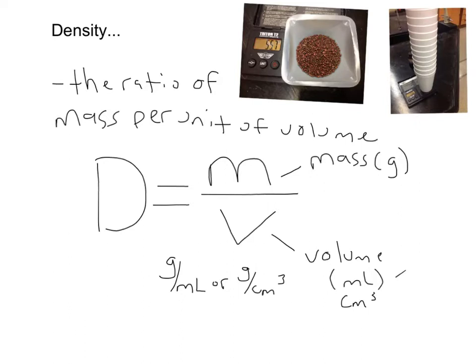Exactly. So, for example, let's say copper had a volume unit of 1, and the cups had a volume unit of 10. You would obviously say the density of copper would be much higher than the cups. 55 compared to 5.5. Yeah, it would be 10 times higher. All right, on to some example problems.